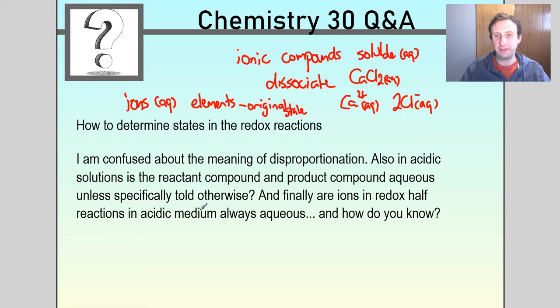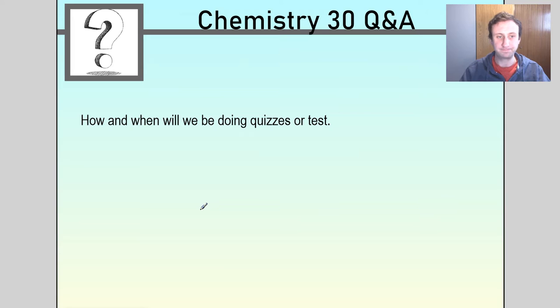Yeah, so pretty much all ions are aqueous, right? In redox, that's what we're dealing with: all ions are aqueous because they are dissolved in solution and they've dissociated from the ionic compound, and so now they're free in solution as ions. So hopefully that clears it up.